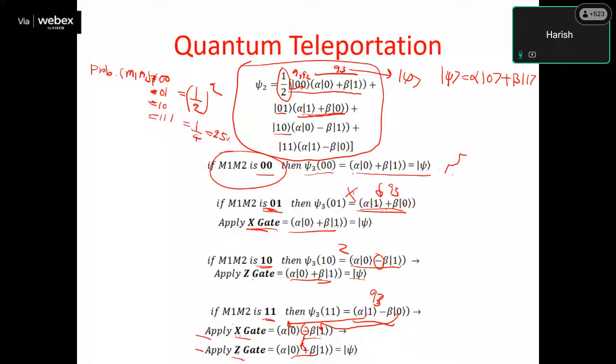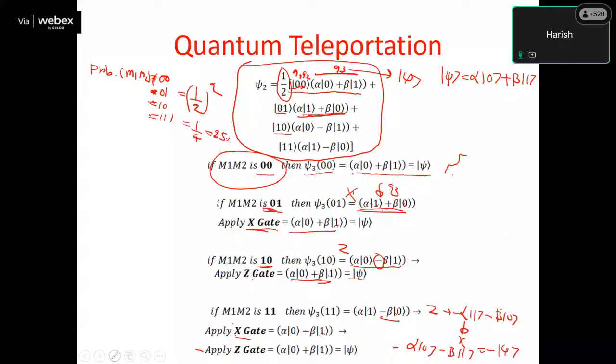Why? Because, remember, if you apply the Z gate before applying this, on this state, then 1 will become minus 1. So it will be minus alpha times 1 and minus beta times 0. Now you apply the X gate on it, then this will become 0, so it will become alpha times 0. The negative sign will be there: minus beta times 1. So it is nothing but minus of psi.